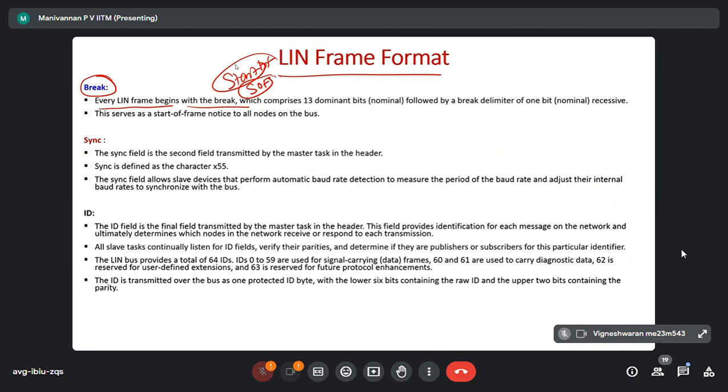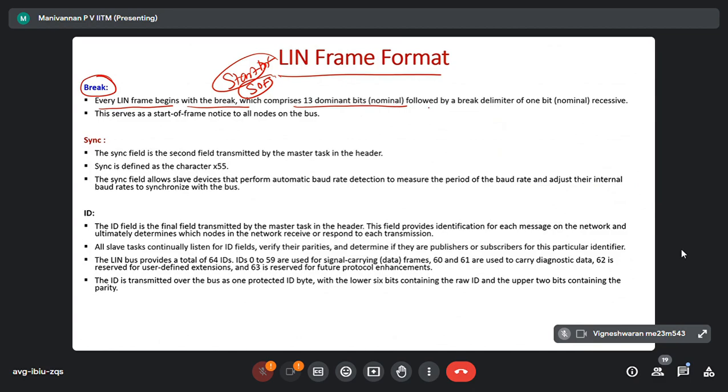Here it is called break. But here it is not 1 bit, it is 13 bits. The break is a long one, with 13 bits. In the start frame, SOF in CAN is only 1 bit. In RS-232, the start bit is only 1 bit. But here it is 13 bits.